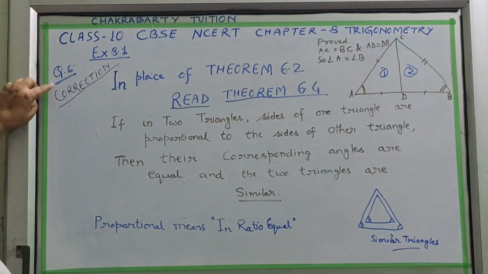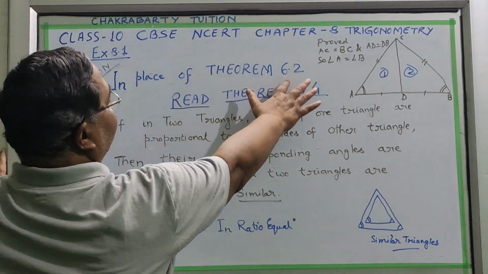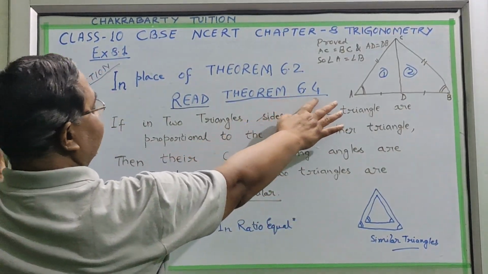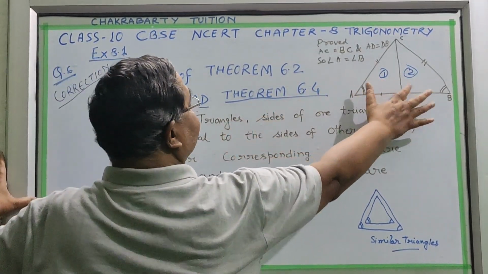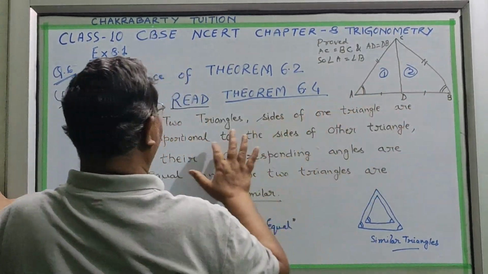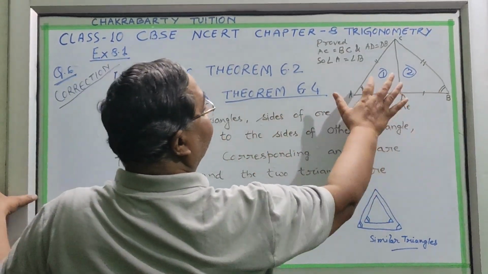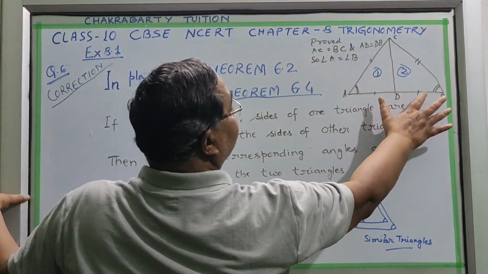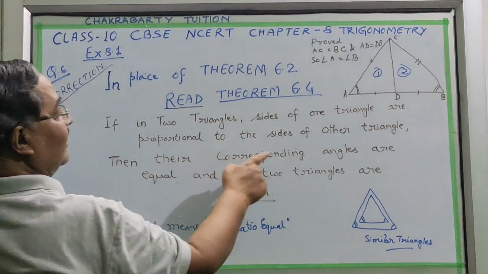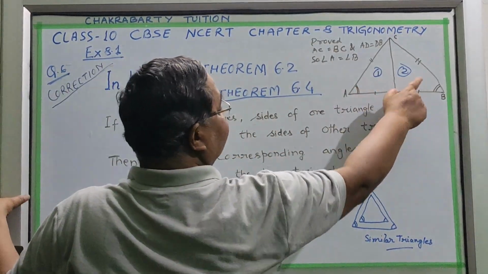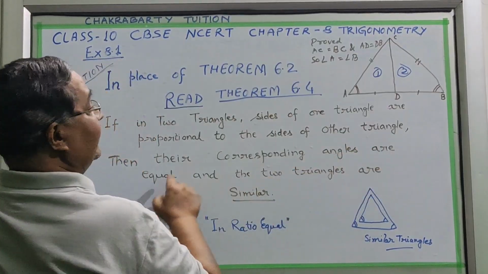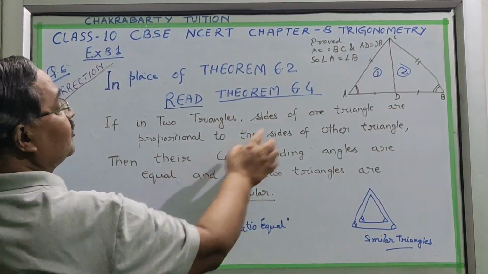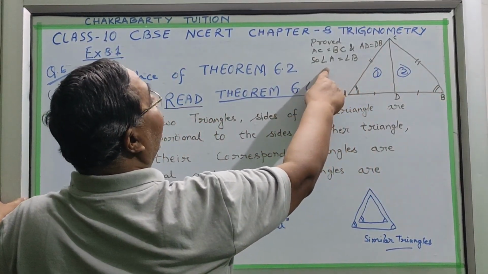In question number 6, there is one correction. We said theorem 6.2, but read it as theorem 6.4. What is theorem 6.4 saying? In two triangles, sides of one triangle are proportional to the sides of the other triangle. It means if this line is proportional to this line and this line is proportional to this line, then their corresponding angles, this angle and this angle, are equal, and the two triangles are similar. So this equality is what we have to prove.